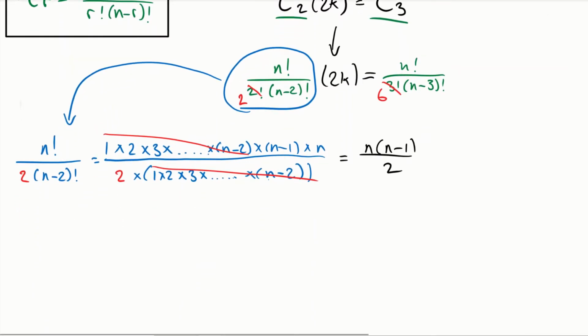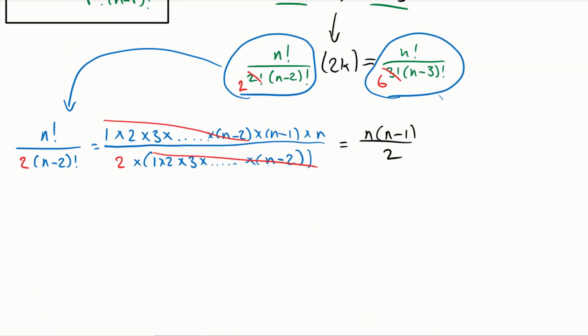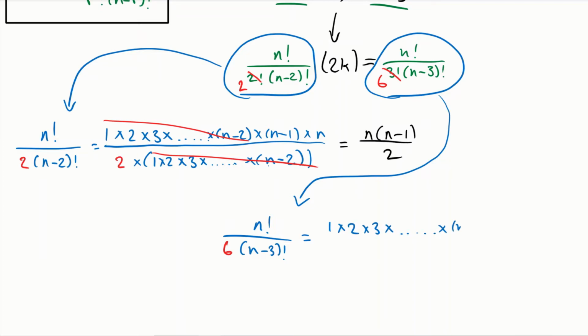Okay, so now how are we going to simplify the right hand side of our equation? We have n factorial over 6 times (n-3) factorial. Again, very similar. The expanded form would look like 1 times 2 times 3 and so on, all the way up to (n-3) times (n-2) times (n-1) times n.